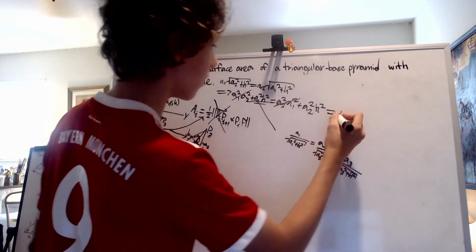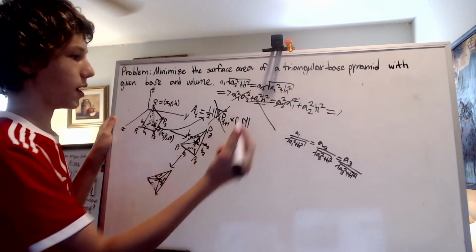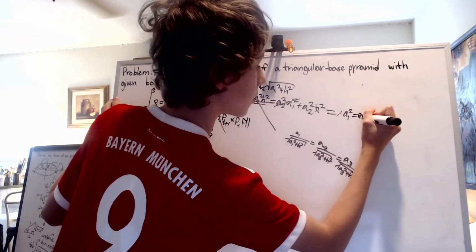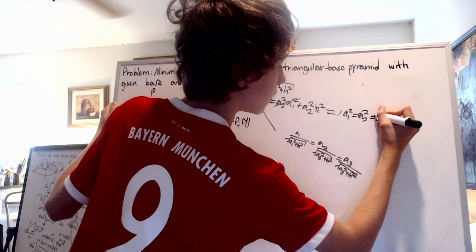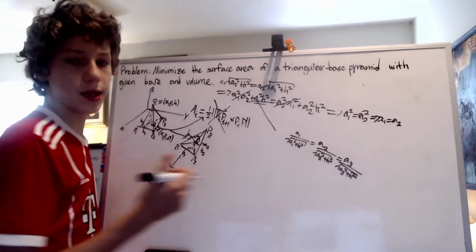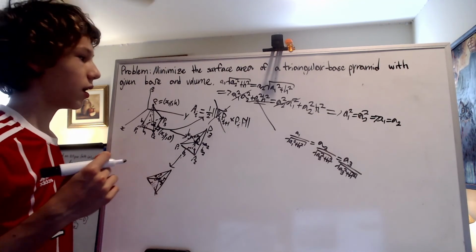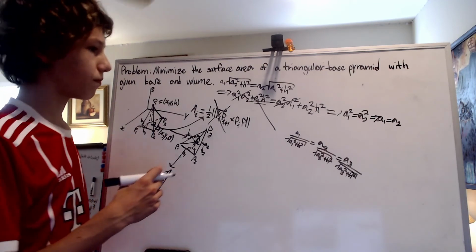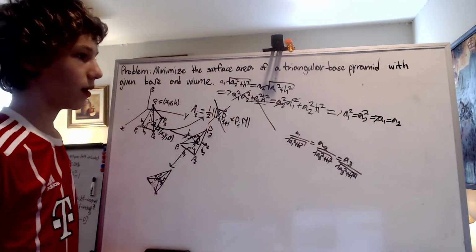And solving for a1, we actually get that a1 squared equals a2 squared. And when we take the square root, we get that this implies that a1 is equal to a2. We're not going to consider the negative case since lengths are non-negative. That's because we can't have negative length in geometry.